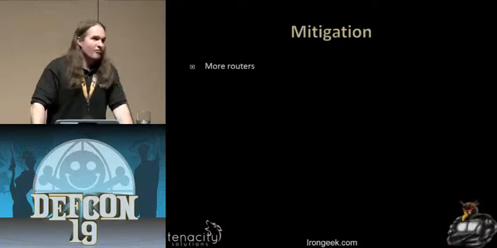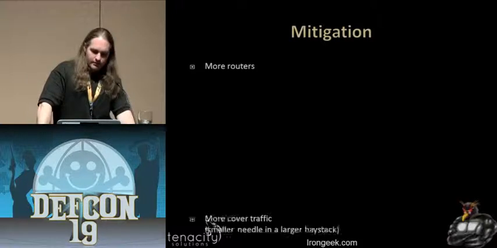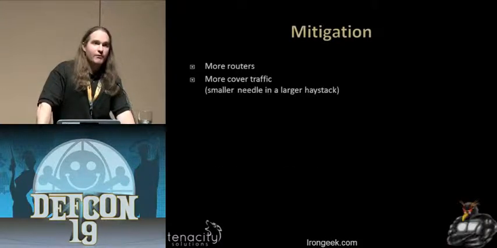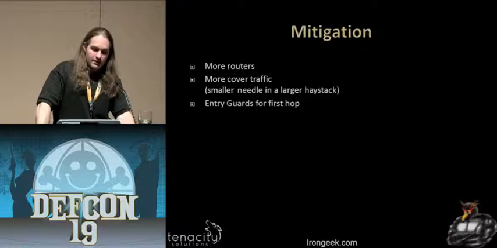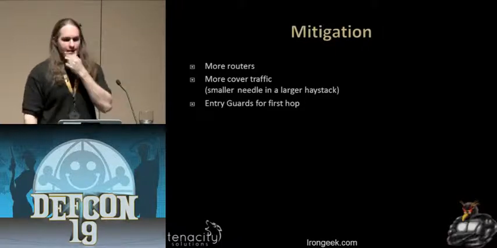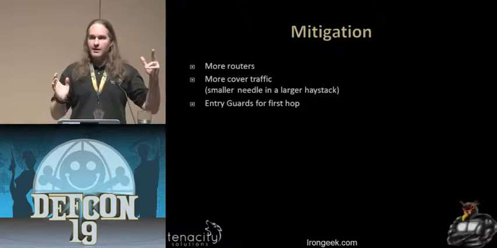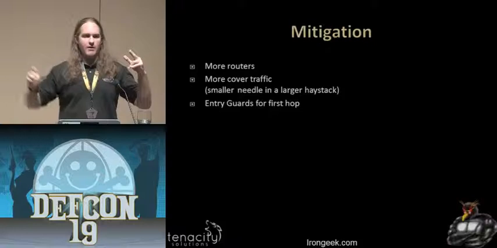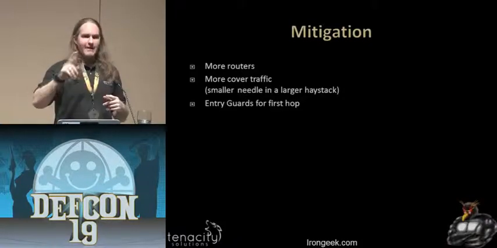Mitigation, of course: more routers help. The more routers you have, the more people you have to bounce through. More cover traffic will help, because the more other people out there talking, the more confusing it would be to an adversary trying to figure out who's talking to whom. Entry guards may help, and entry guards is a concept that Tor uses where essentially you have a certain set of points that are always going to be your first hop, and then you might somewhat randomly choose from there on out. Now, the first obvious thing to do would be to randomly choose your path every single time.